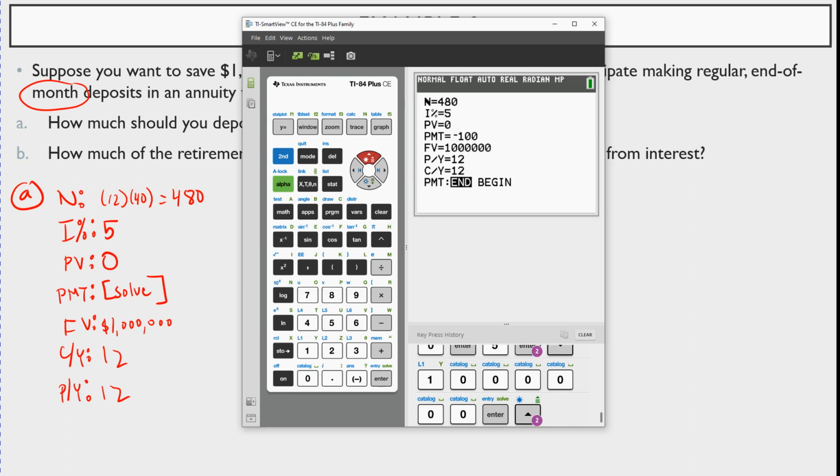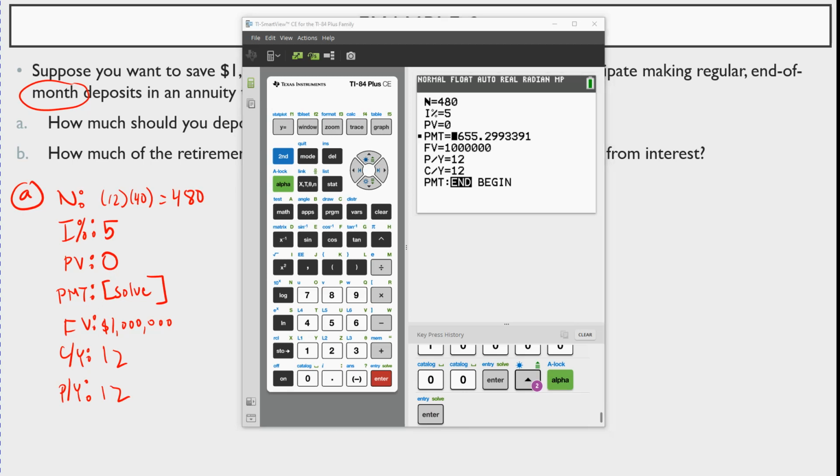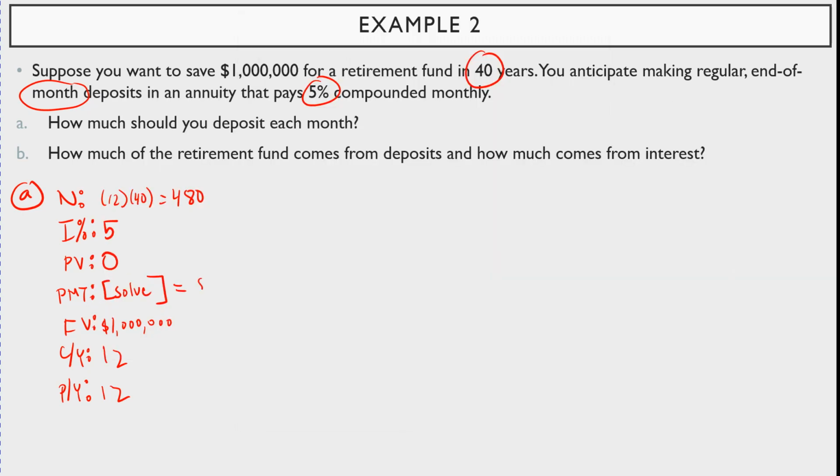So what I'm going to do is go back to PMT because that's what I'm solving for, and then hit alpha, solve. You're going to notice it reports it as a negative because you're paying that much money. The interpretation is you're losing it. But we can just report that as the positive, because our result is how much money, so leave it as a positive. So you're going to have to pay $655, and when I round up, 30 cents. See, that was a lot easier than using the formula.